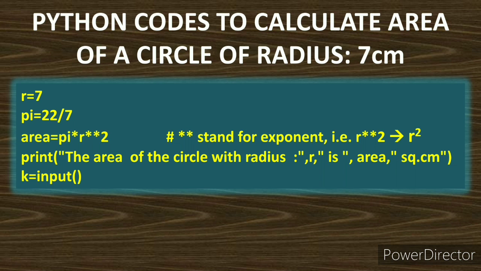Now this single star stands for the multiplication symbol, and double star stands for raised to the power. So if you want to find pi r square, this is simply pi star r double star 2, which represents r raised to the power 2. And the print command is there just to print the content on the output window, and whatever is supposed to be a string or text has to be included within double quotes or inverted commas. I have written "the area of the circle with radius" with the double quotes complete. That means this much text will be there.